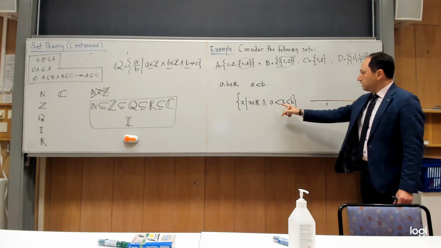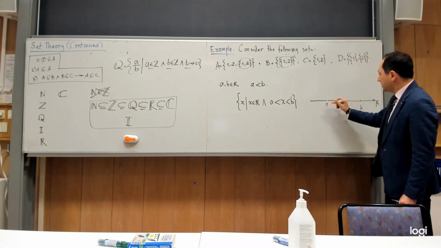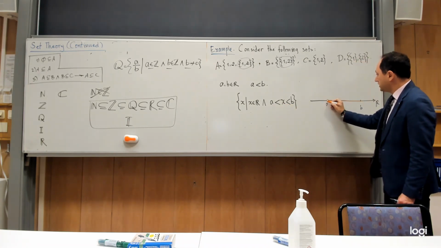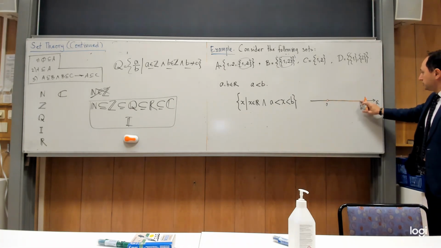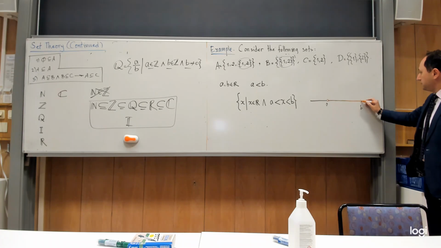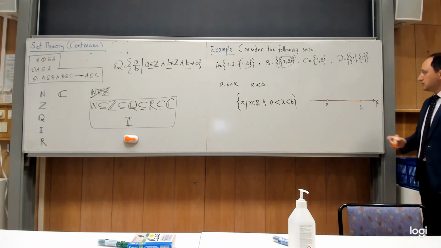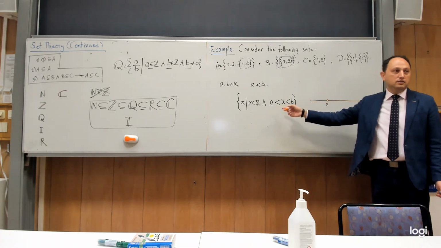But it doesn't include a. To show that it does not include a, you put a hollow circle. It means that a is being excluded. And then you put a hollow circle here as well. It means that b is also excluded. So this set is called an interval.